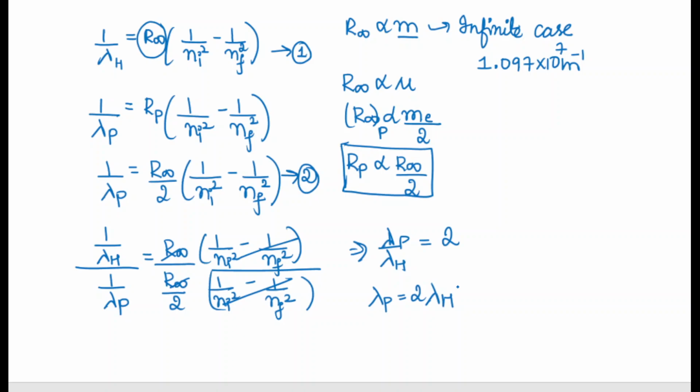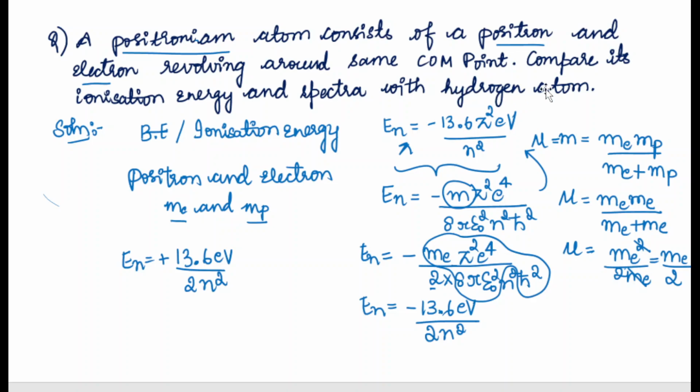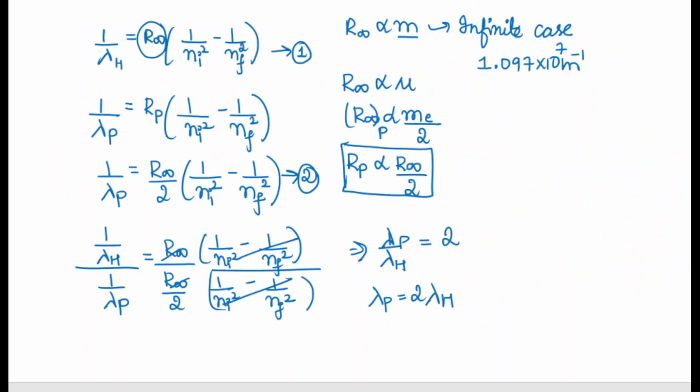What do we have in the next question? For example, in this question we have to compare its ionization energy and the spectra with the hydrogen atom. In the same question, if they extend the question and ask what will be the value for the radius and the velocity of the hydrogen atom, the answer will be as follows. The velocity does not depend on the mass. The velocity is independent of mass.